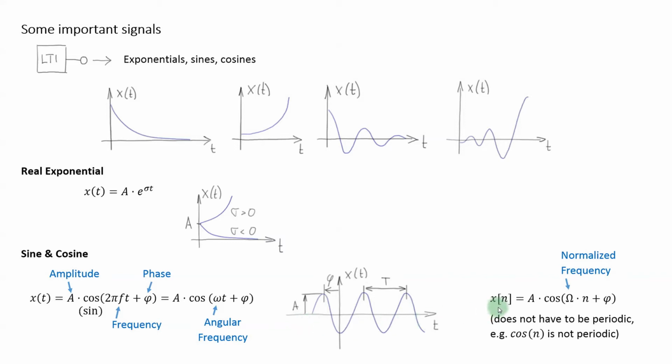In the discrete world, we use sine and cosine in this form. It's kind of similar to this one. We have the amplitude and we have the phase. The change is that here, instead of the angular frequency, we have this capital omega, which we call the normalized frequency. And a fun fact about the discrete cosine is that it does not have to be periodic. For example, when this omega is 1 and you have cosine of n, you could check that the values of this cosine do not repeat themselves with any period. So a discrete sine or cosine does not have to be periodic.